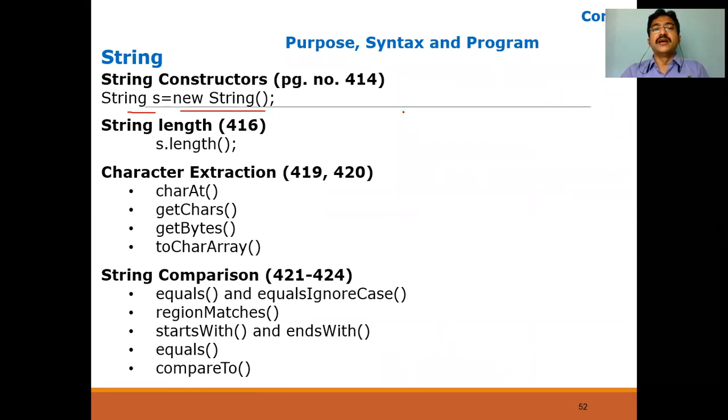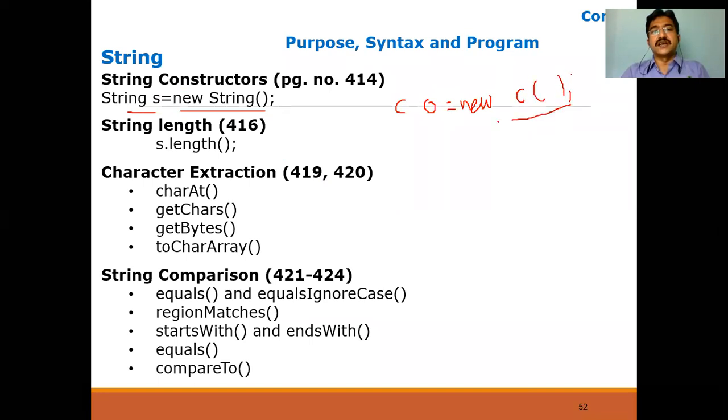Normally for any class, how can we create a constructor? Class C, we are creating an object O, with the assignment operator and the new operator, and we are creating it with the help of the class C. This is the constructor, and this is declaring an object. In the same fashion, String is a class here, S is an object, new is an operator, and String is a constructor. And we have some methods available over here.